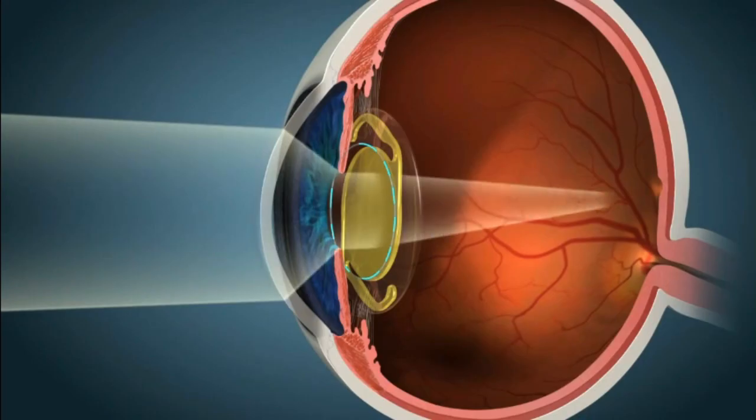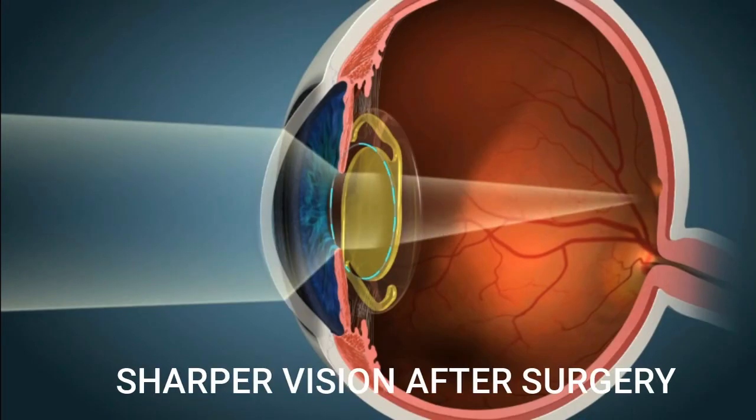This accurate capsular axis helps better positioning of the lens perfectly in the center, and this allows the rays of light to fall perfectly in the center of the retina.